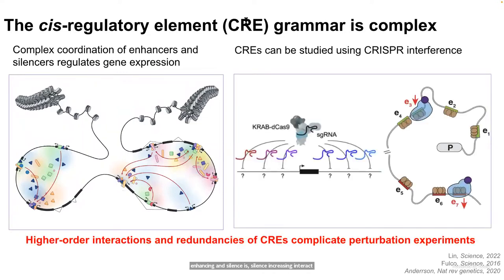Experimentally, enhancer CREs can be mapped to their promoters using CRISPR interference or CRISPR-I, where putative regulatory elements or pairs of elements are targeted for inactivation and gene expression changes are monitored. However, these experiments are incredibly labor-intensive, and also higher-order interactions and redundancies within these CREs can complicate perturbation studies.